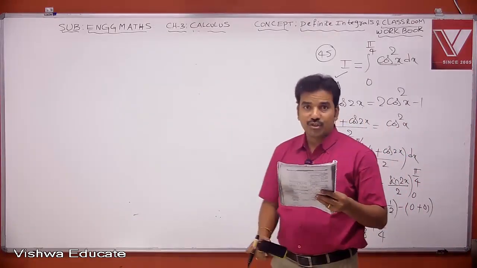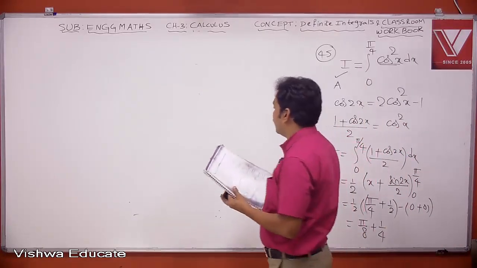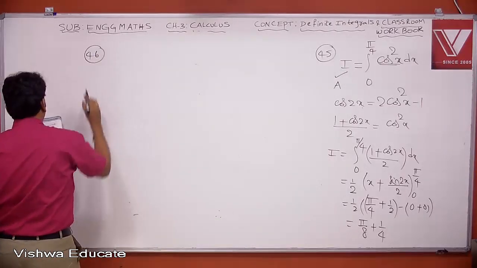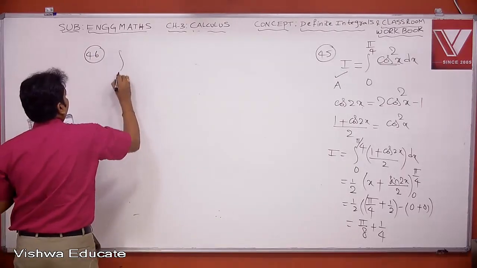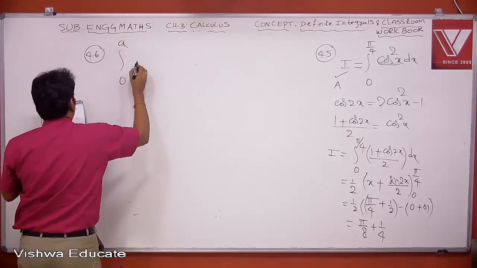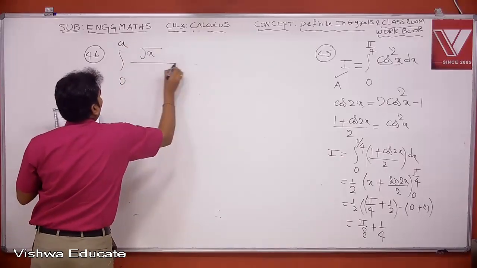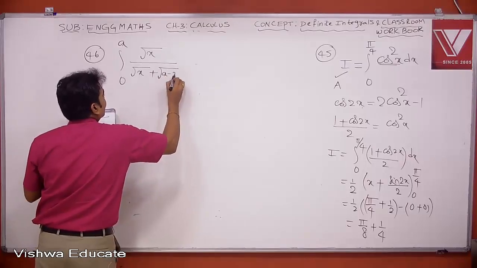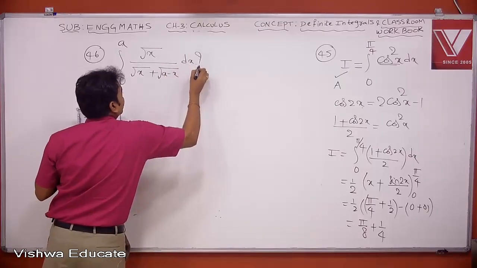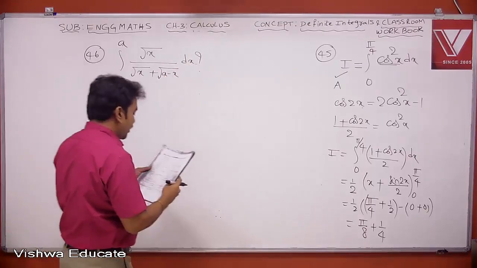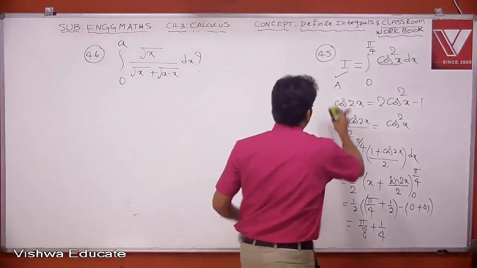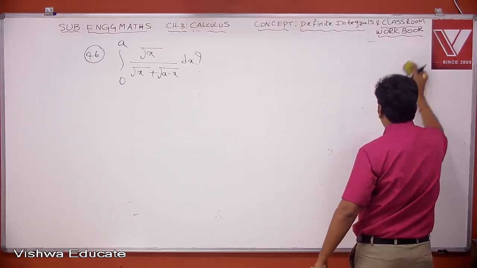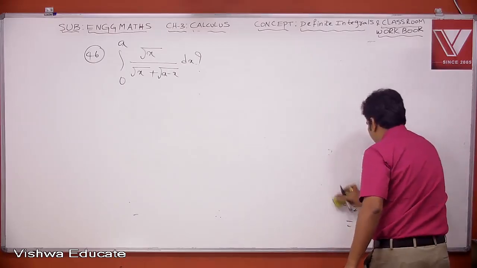Now let us discuss question number 46. What is the value of the definite integral from 0 to a of square root of x divided by square root of x plus square root of a minus x dx? We need to find this definite integral. When you look at this integral, the denominator is a very complicated expression.